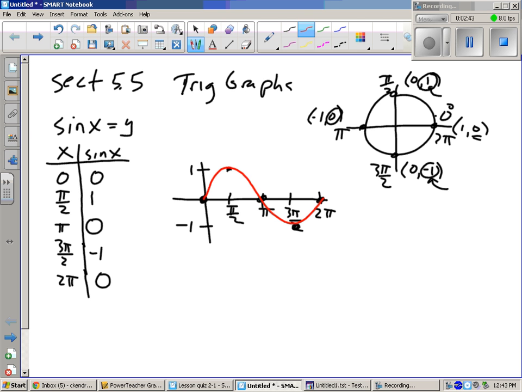Now if I continue to choose points here, I could do negatives, which would make the graph go in this direction. I could do higher points all the way up to 4 pi and beyond, and I would go here. So the next round would get us out to 4 pi. The next one would be 6 pi. So every 2 pi, I'm repeating the cycle.